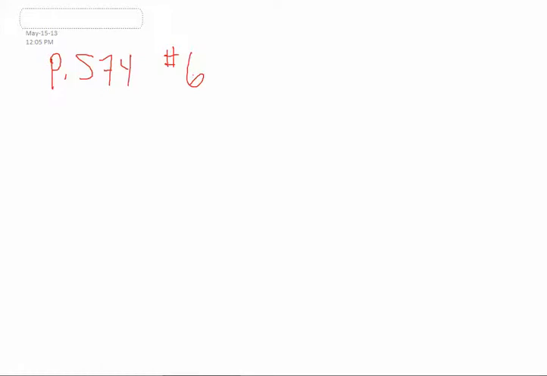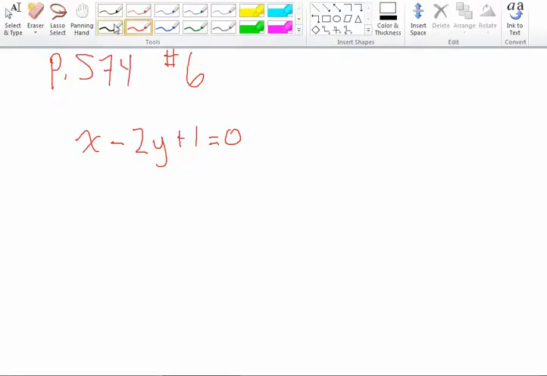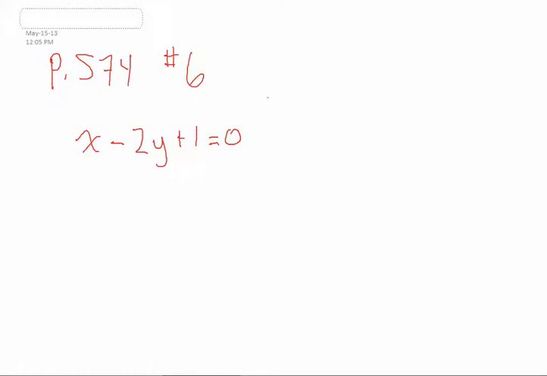So we get the following. We're given two linear equations. x minus 2y plus 1 is equal to 0, and 3x minus 2y plus 5 is equal to 0.